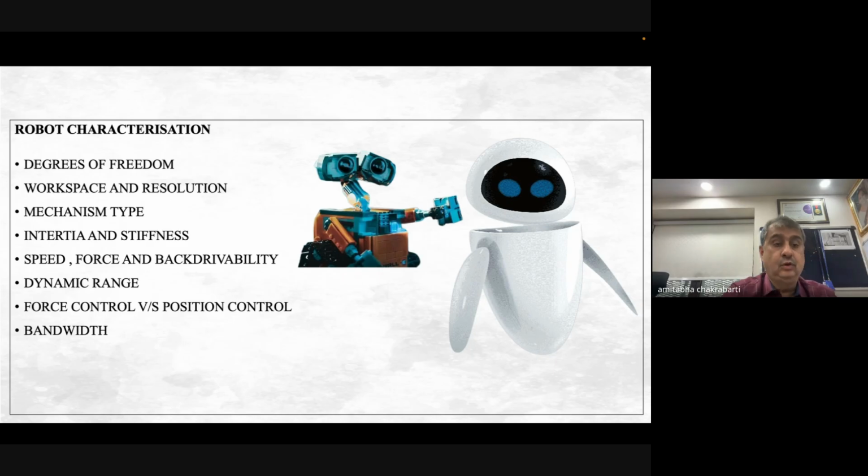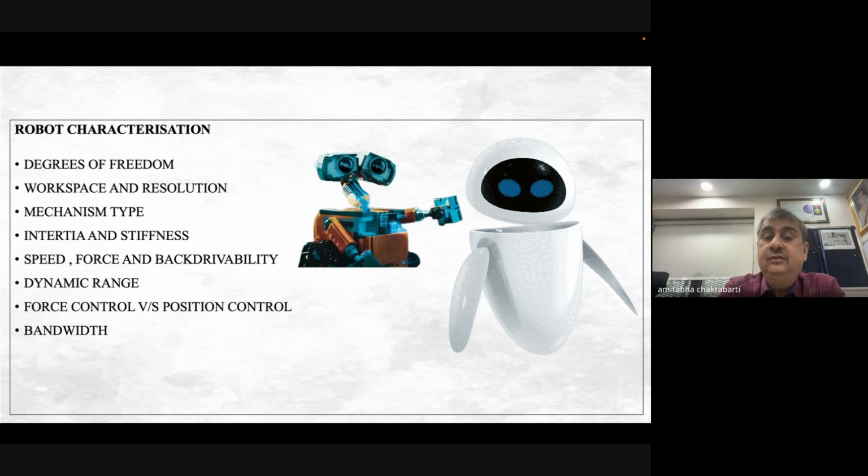Now, this robot characterization is very important. When you evaluate a robot, we have to see all these points: degrees of freedom, workspace, and resolution, each with its own meaning, be it in a cardiothoracic surgery robot or in an industry or wherever it is. Mechanism type, inertia, stiffness, speed, force, dynamic range, bandwidth, all these points are very important. Like, what is degree of freedom?